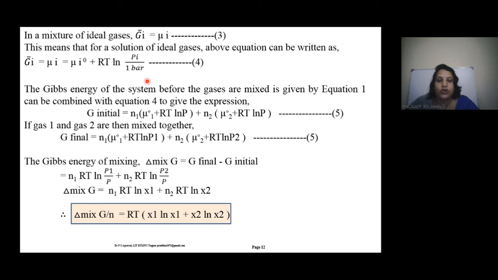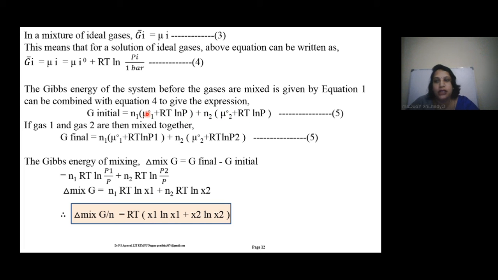Now, we have two gases, 1 and 2, at the same temperature, so the Gibbs free energy of mixing can be found. We have to see what the Gibbs free energy is initially, and finally we will take the difference to find the Gibbs free energy of mixing. So initially, if it is a two component system, then this will be N1 mu1 0 plus RT ln P, N2 mu2 0 plus RT ln P.